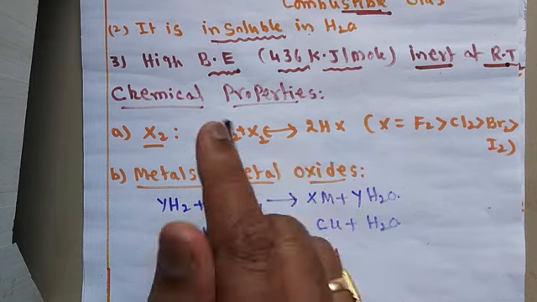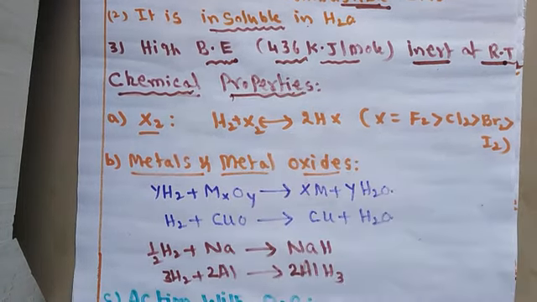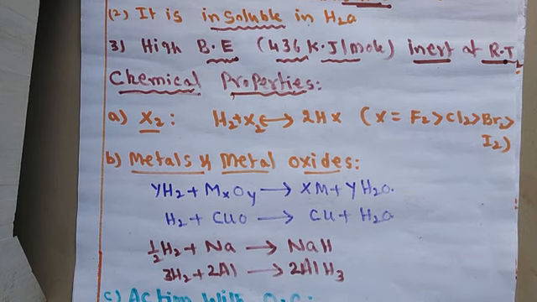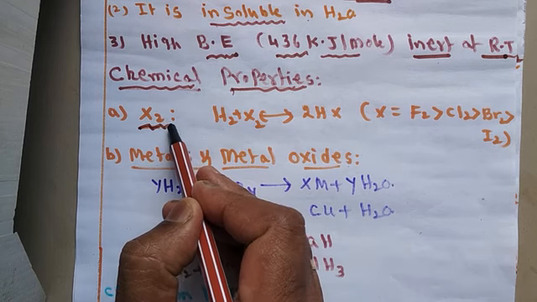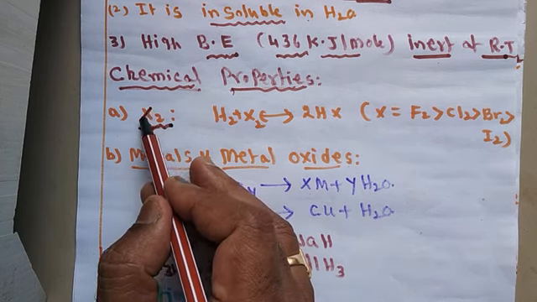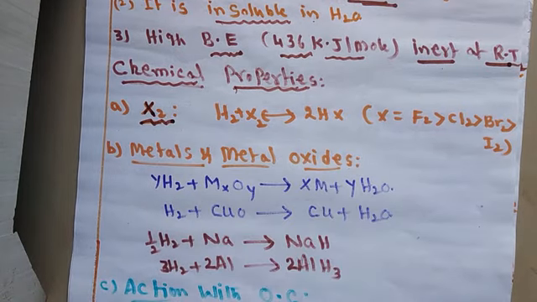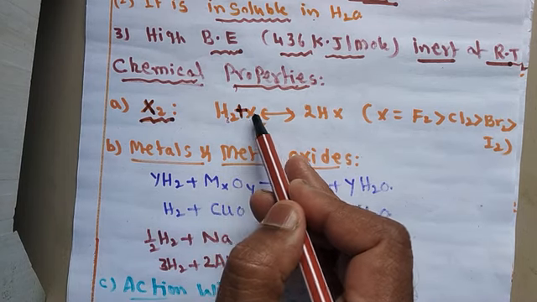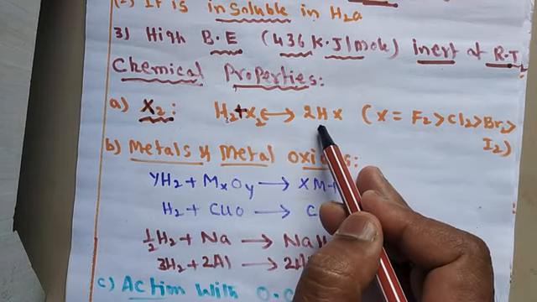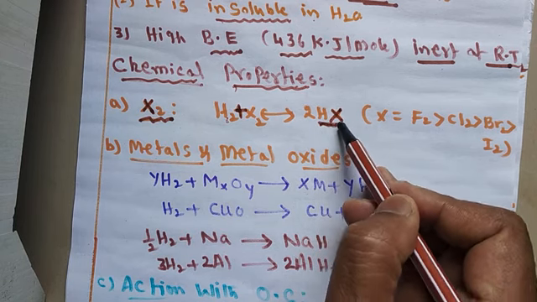Now I am supposed to discuss the chemical properties. What are the chemical properties of hydrogen? First of all, the reaction with halogens. That's why we use the formula X2. Here X2 is nothing but halogens like fluorine, chlorine, bromine, iodine. So what happens, children? Hydrogen reacts with the halogens X2, and the product formed is hydrogen halides, general formula HX.